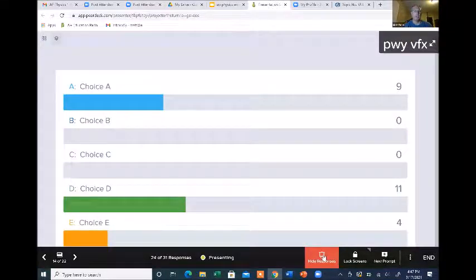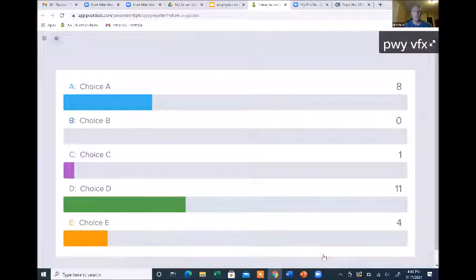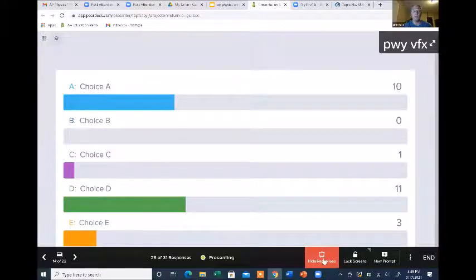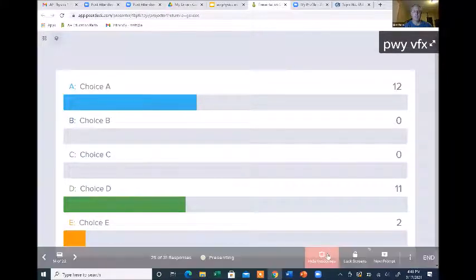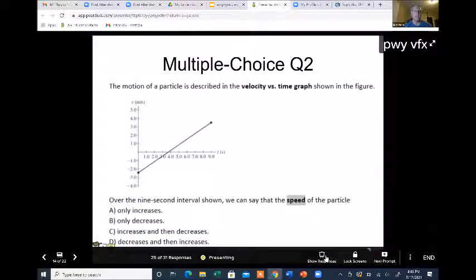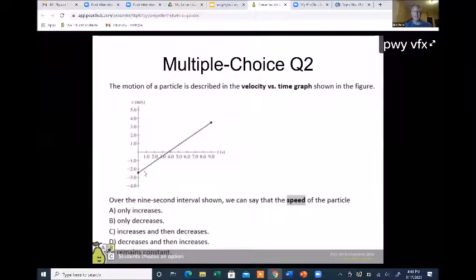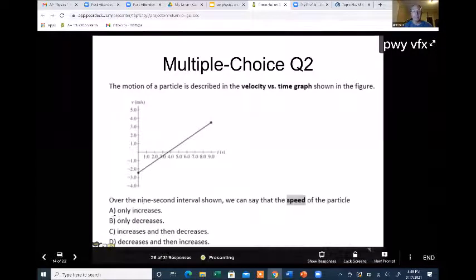So we're seeing a lot of A's and a lot of D's. Oh, we got a surge of A's there. So a lot of people have jumped on the A bandwagon. A lot of you are looking at the slope of this line, and you're thinking, well, hey, slope of a velocity time graph is what? Acceleration. And it's a positive acceleration. So A makes sense there.